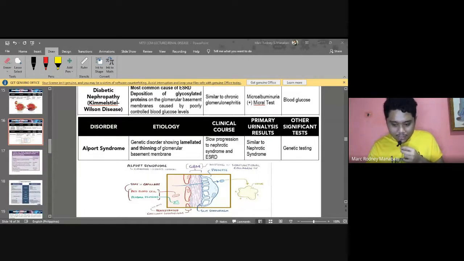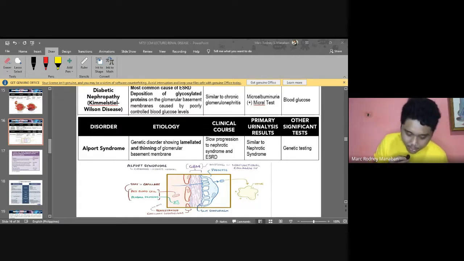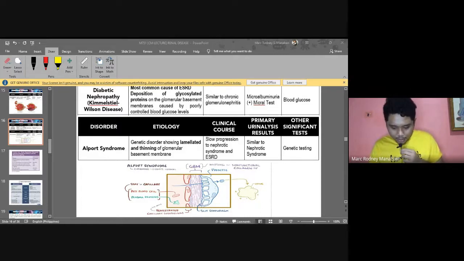Okay, so as you can see, dears, as mentioned, nephrotic syndrome is really a group of disorders. It can arise from a lot of diseases that started from other kidney diseases, and then you progress to nephrotic syndrome. So again, for Alport syndrome, there is a defect in collagen type 4 in the basement membrane.